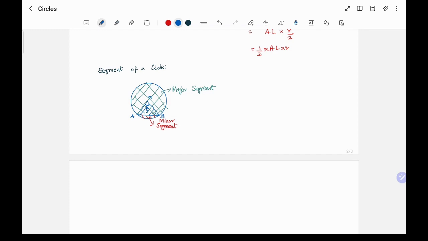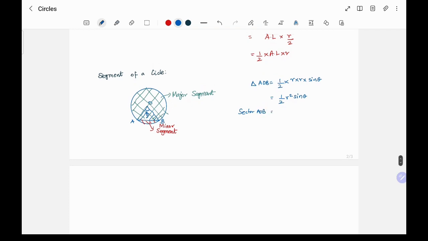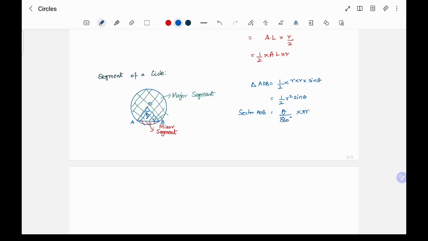So if this is theta, we already saw the area of triangle AOB. We already saw that it is half into the sum of the product of the sides and sine of the angle between them. So here it is half r square sine theta. And the sector AOB area, we already saw it, right? Theta by 360 degrees into pi r square.